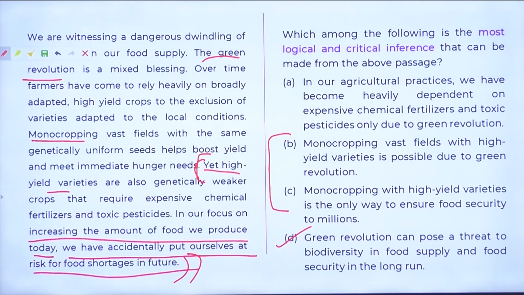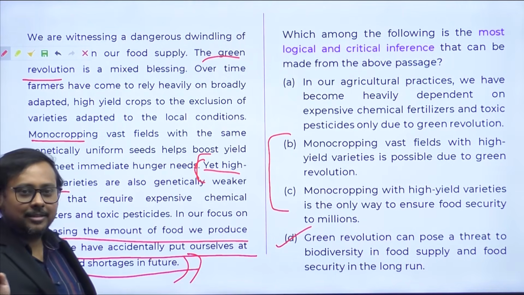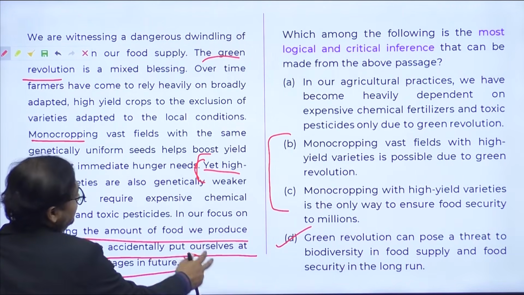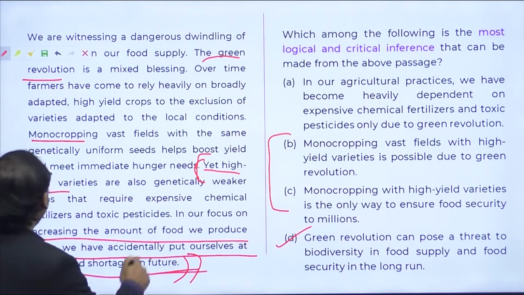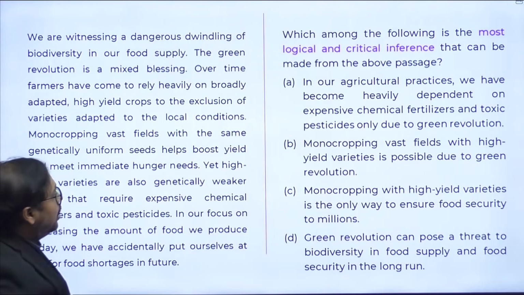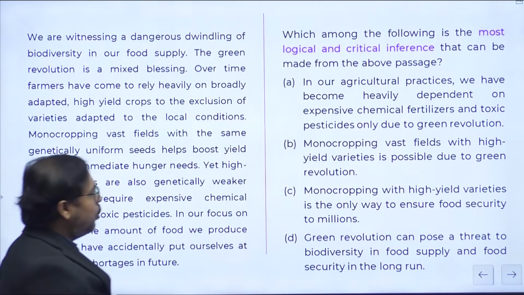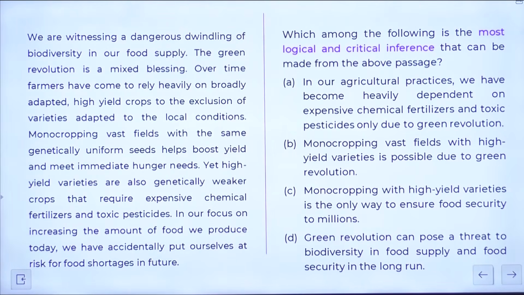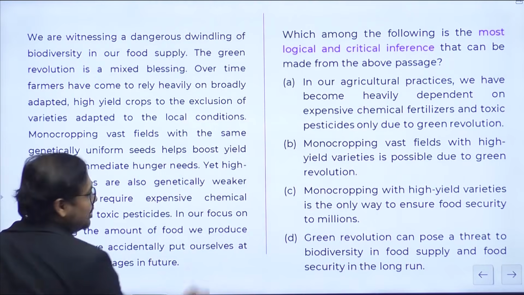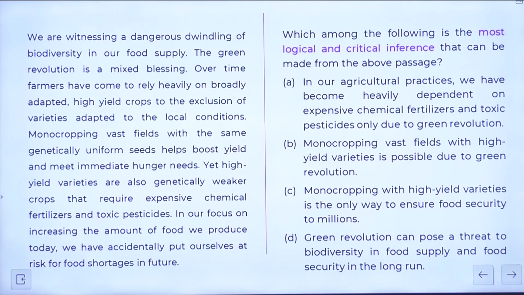Are you getting it? Clear? Now you understand inference a little? Does it feel easy? Okay, it became even easier. Another thing, let's understand. Monocropping with high yield varieties is the only way to ensure food security to 2 millions. Why is it wrong? The option has given a caveat. Where does "only way" come from? Because if we do it, again we'll face issues.